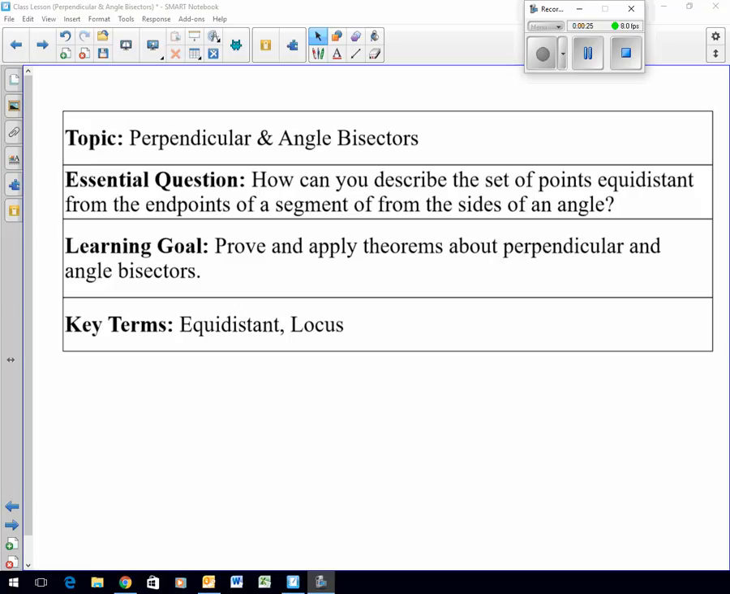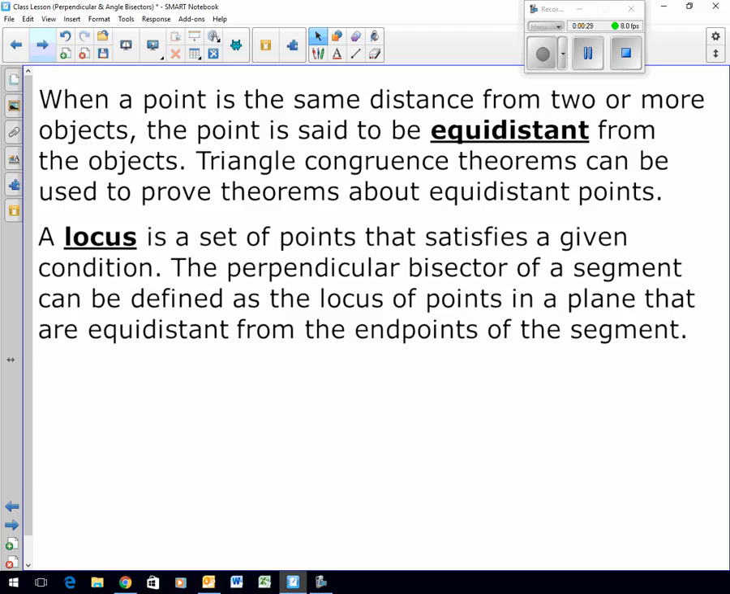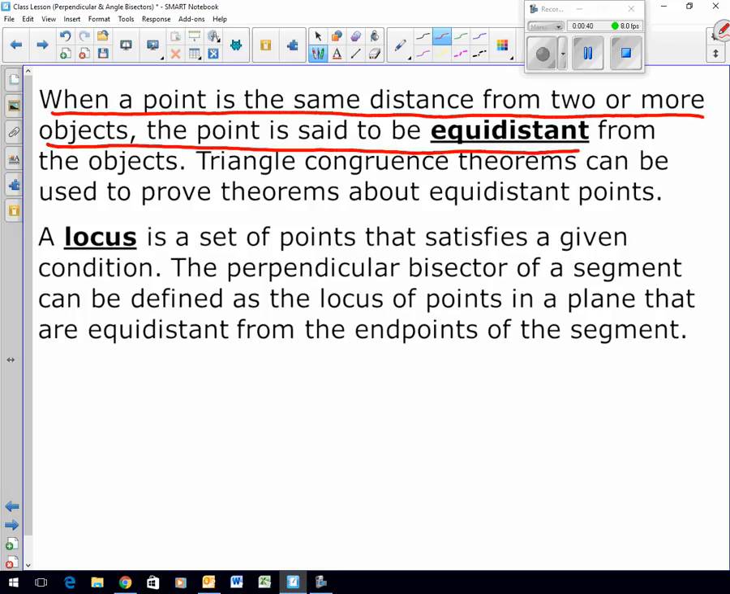We'll be defining equidistant and locus. We're going to be doing that right off the bat. When a point is the same distance from two or more objects, the point is said to be equidistant from the objects.